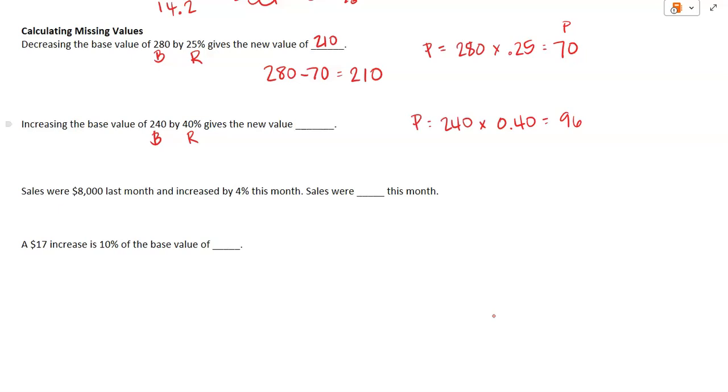So increasing the base value of 240, so increasing it by 40%. So that means I'm going to now add 96. Let me write that better. Gives us 336.